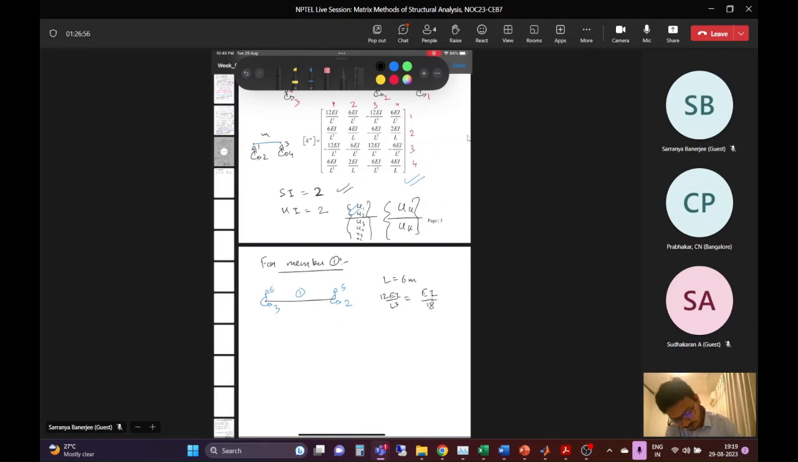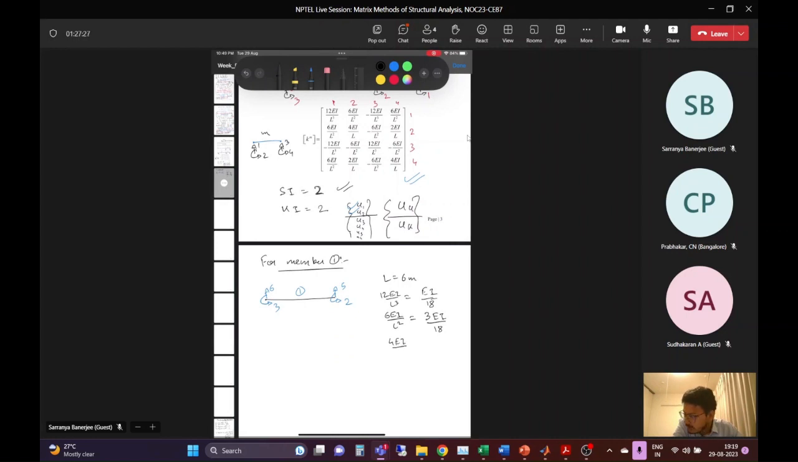Now let's move on to the value of 6 EI by L square, not L cube. 6 EI by 6 square. How much is that? 1 by 6 EI. But since we have already got a dividing factor of 18, let's write in terms of 18 itself. 6 EI by L square equals 3 EI by 18. Agreed?